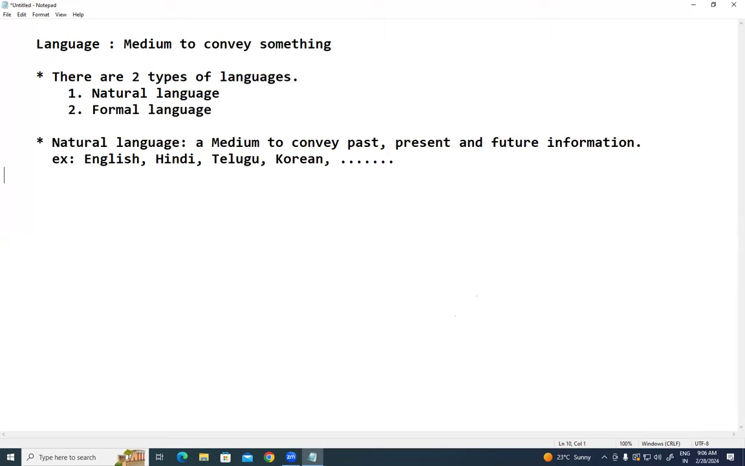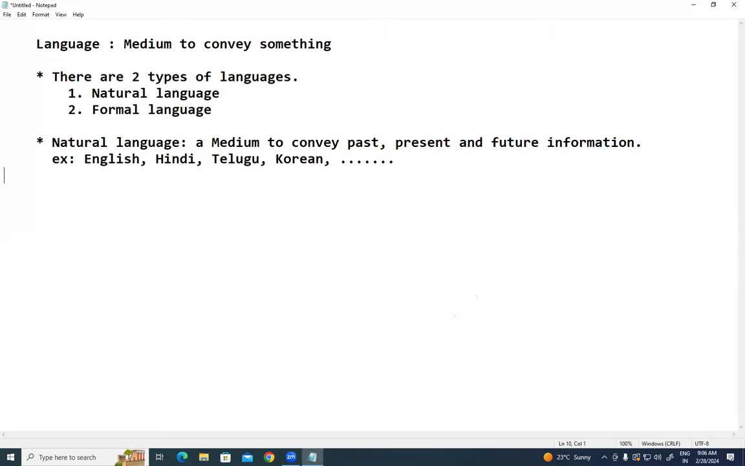So formal languages are given for a specific purpose. Natural languages are given to convey anything and everything related to past, present, and even future. Online guys, have you understood this small point before we go on to the other points? Is it clear? Yes. Thank you.